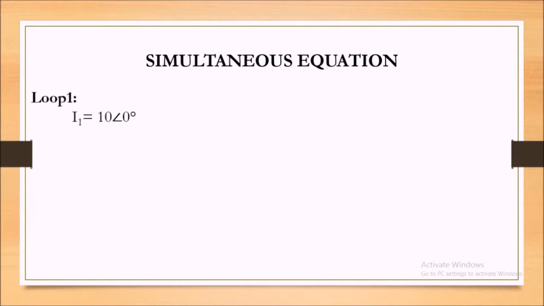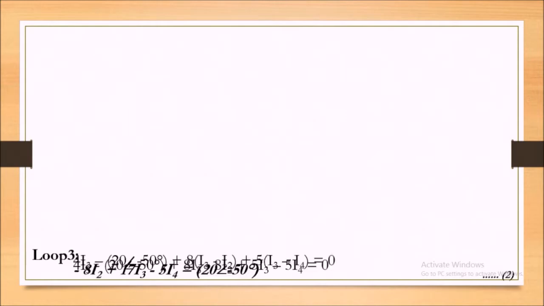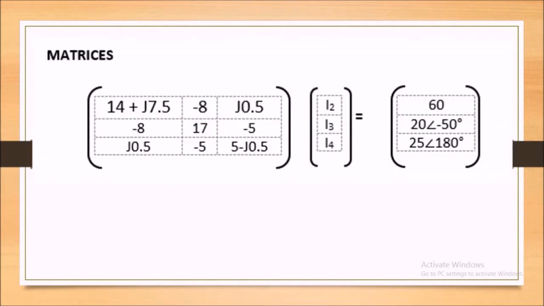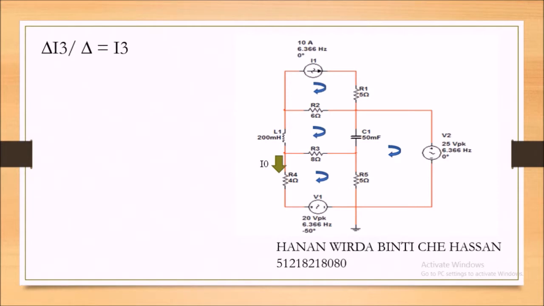For loop 1, I1 is equal to 10 angle 0. For loop 2, write the equation, then substitute I1 into loop 2 with 10 angle 0. For loop 3 and loop 4, also use KVL to get the equations. Next step, solve the simultaneous equations by using matrices. Calculate the determinant and determinant I3. To get I3, determinant I3 is divided by the determinant.